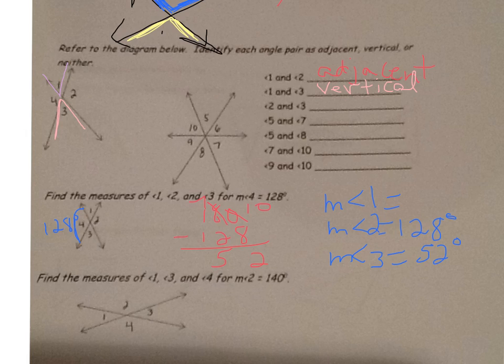Angle 1 is actually vertical to angle 3, which means that if angle 3 is 52 degrees, then angle 1 is also 52 degrees.